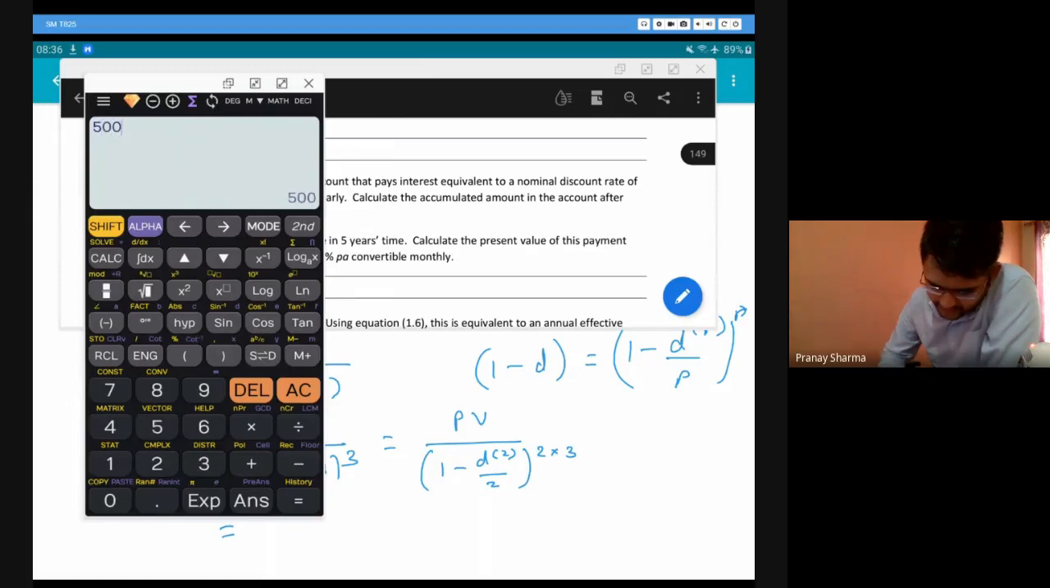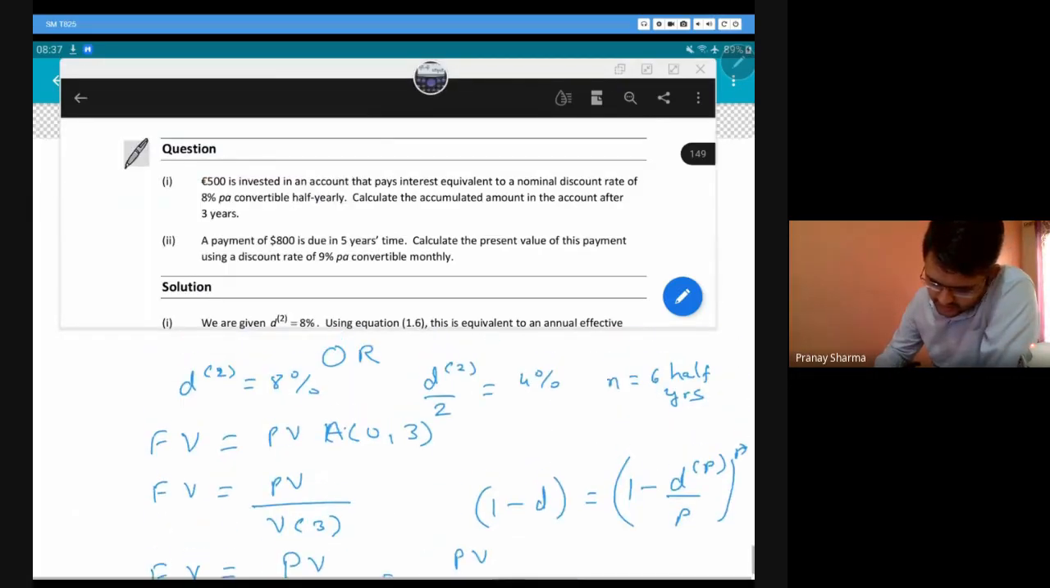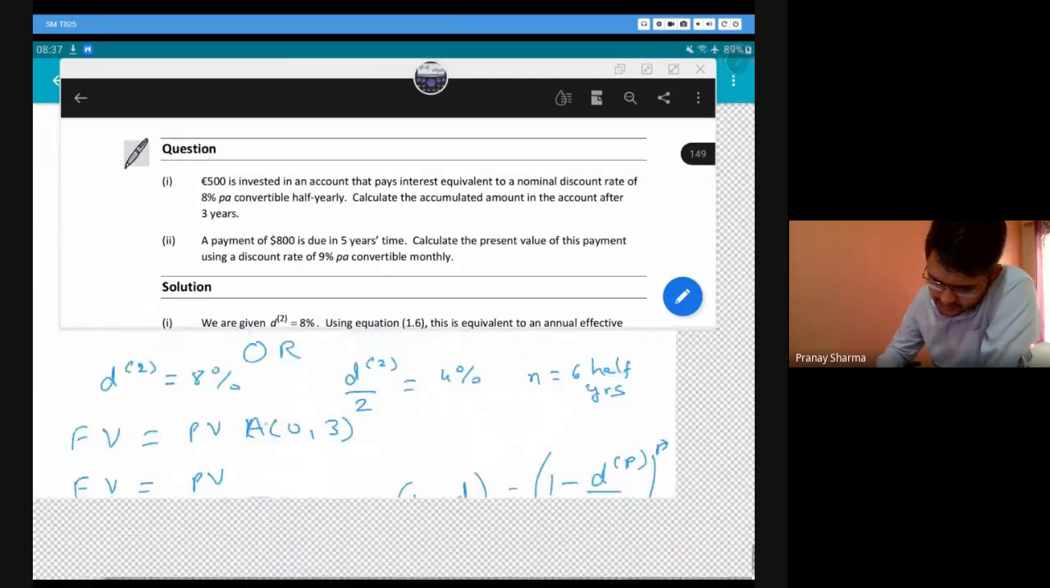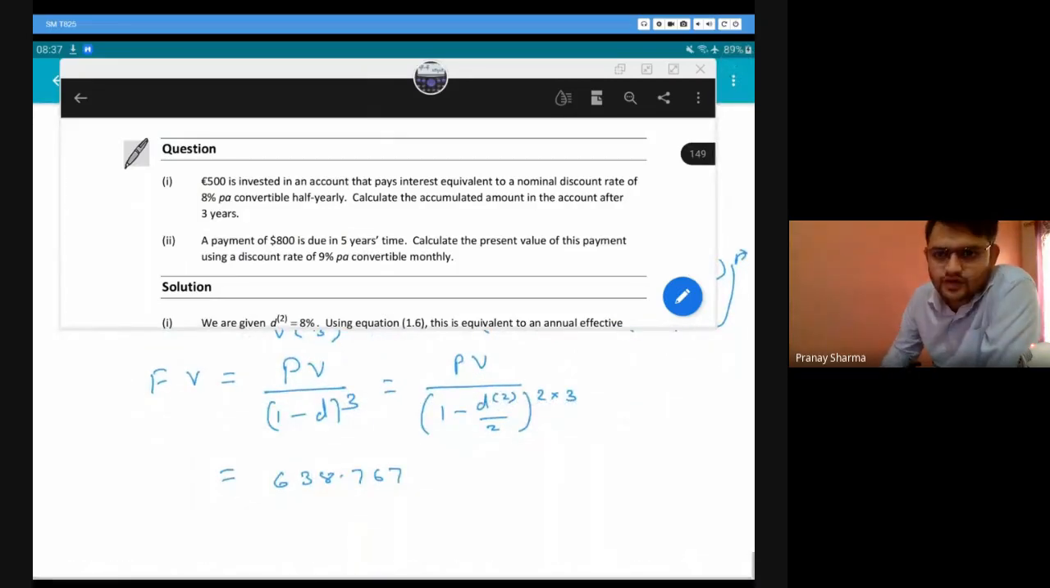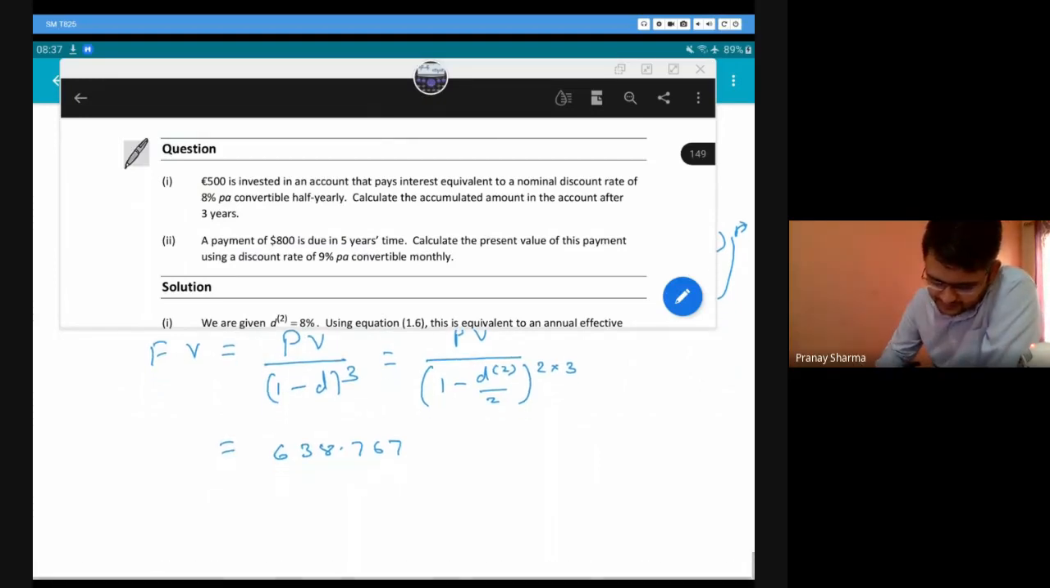So I'll have 500 divided by 1 minus 0.04, bracket close, raised to 6. So we should have exactly the same answer. 638.767, and we got exactly the same answer because these are equivalent rates. Equivalent rates should give you the same answers.